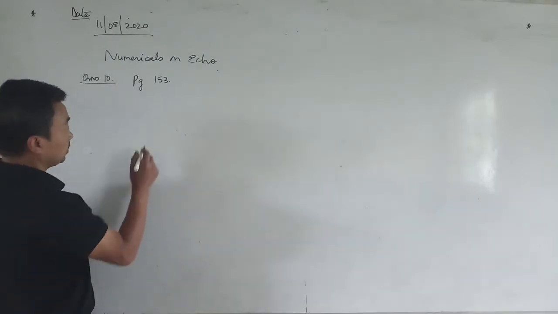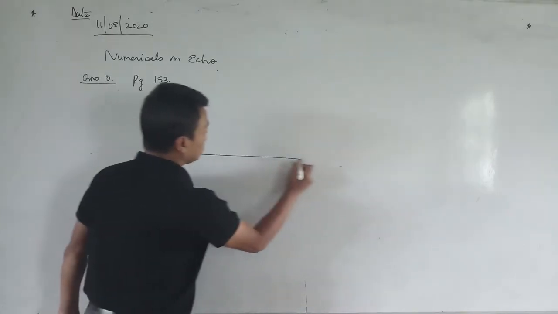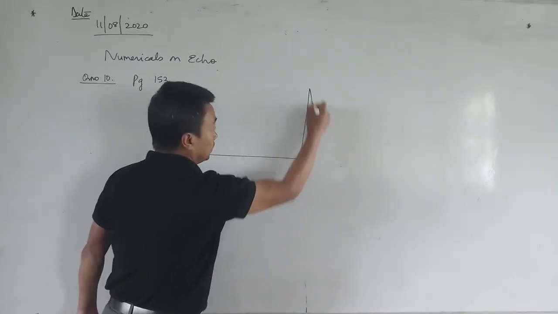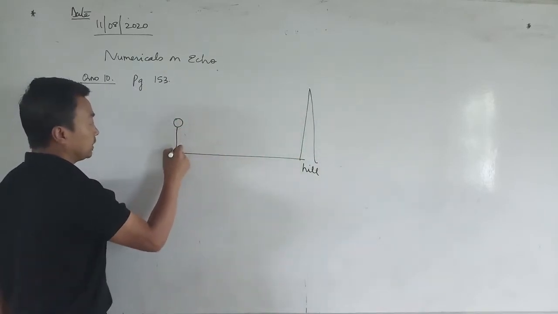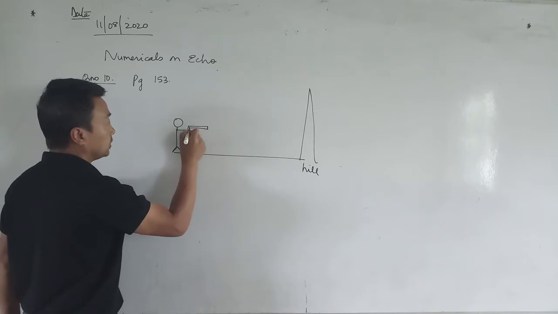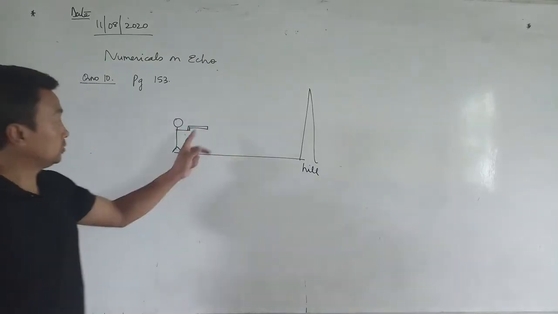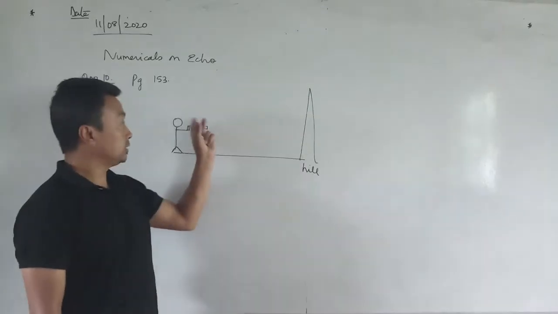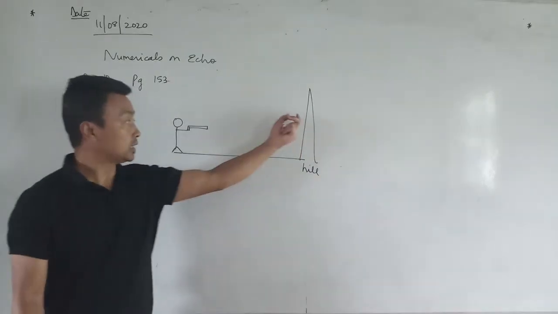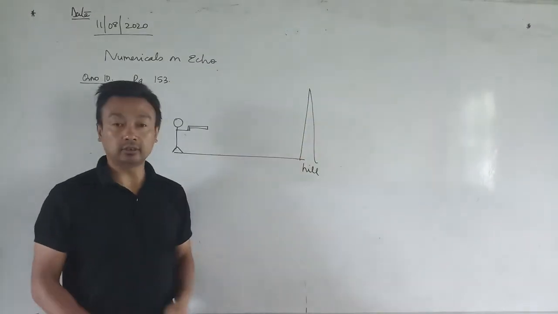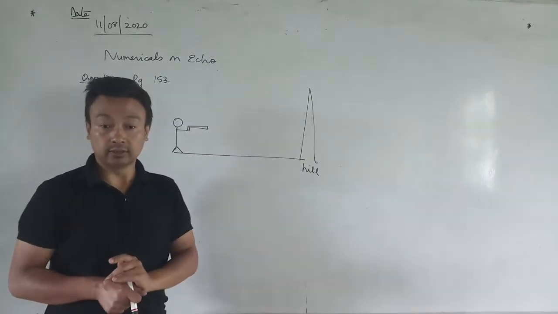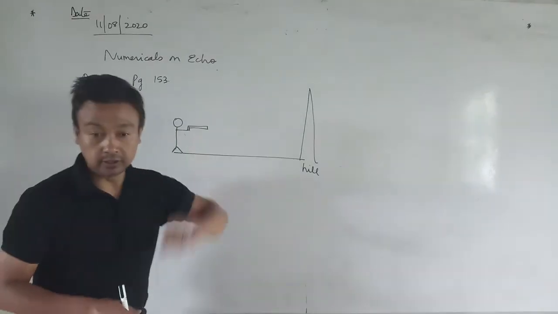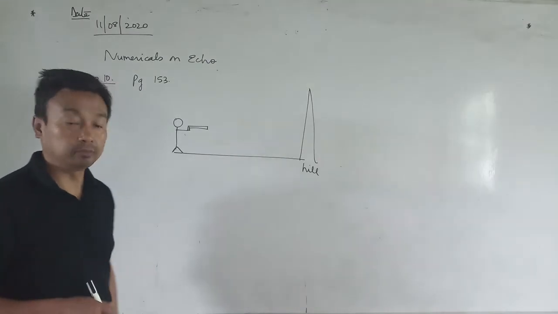So here, let me draw a diagram. A hill is there, and then you have a man, and he is firing a gun. Now, when the gun is fired, the sound is produced, and that sound will hit the obstacle, the hill, and it will return to the man after 5 seconds. So we have to find the speed of the sound produced by the gun.